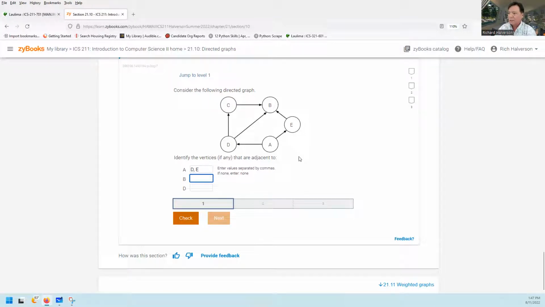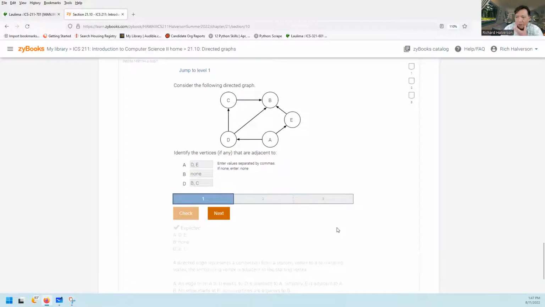What vertices are adjacent to B? Let's see, you can't get to any other vertex from B, so I'd say none. And what vertices are adjacent to D? Looks like C and B are. I'm going to put B and C. B and C. Okay, how's that? Very good.